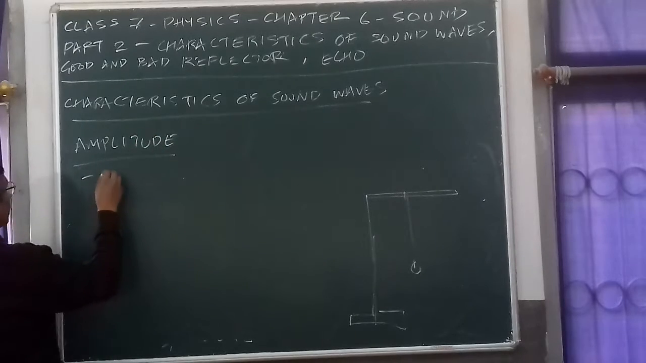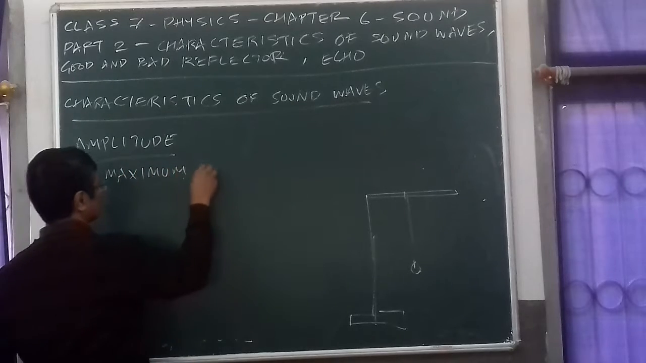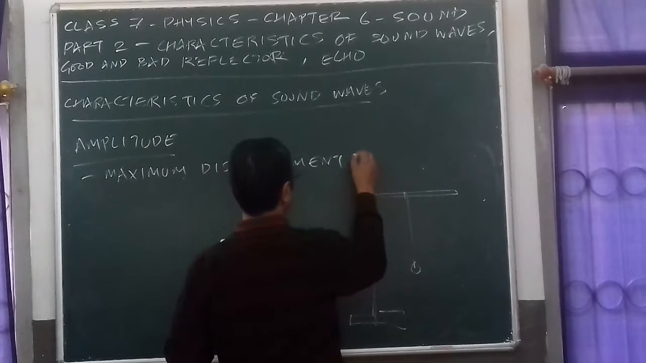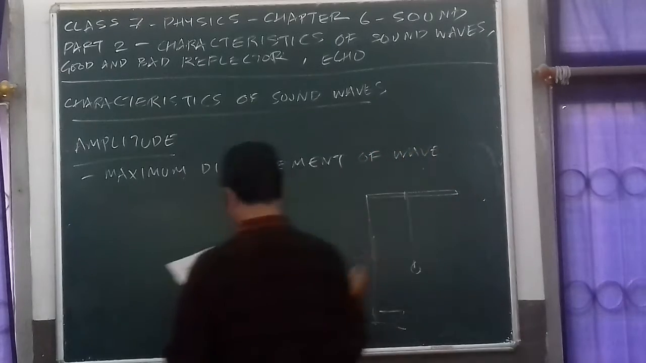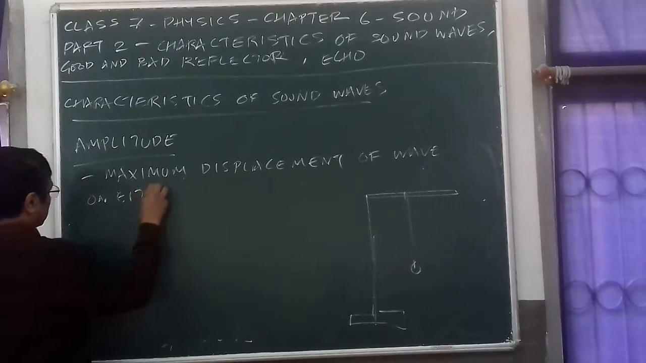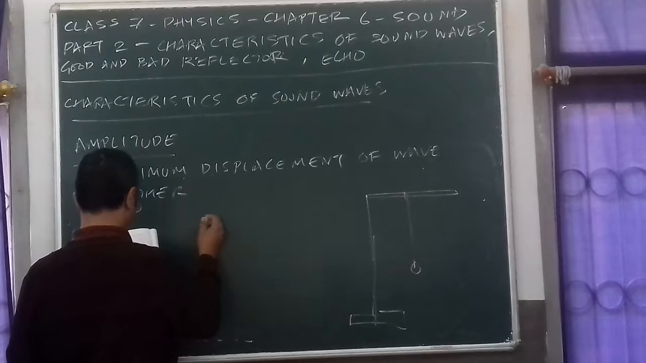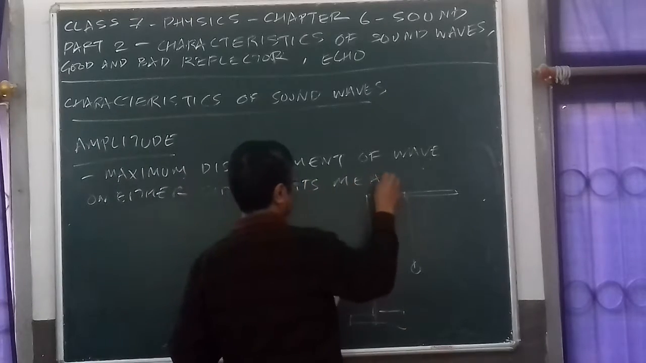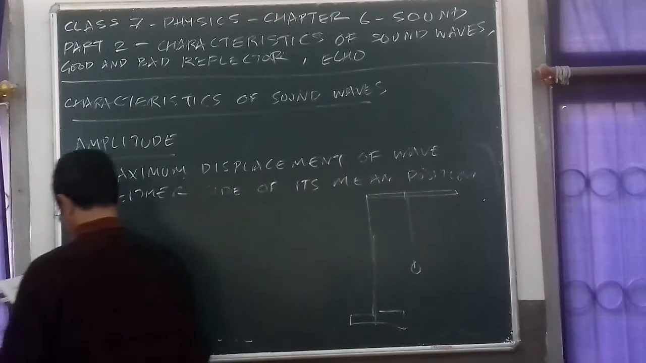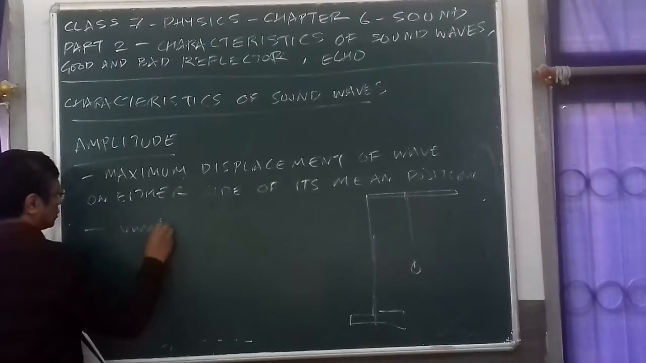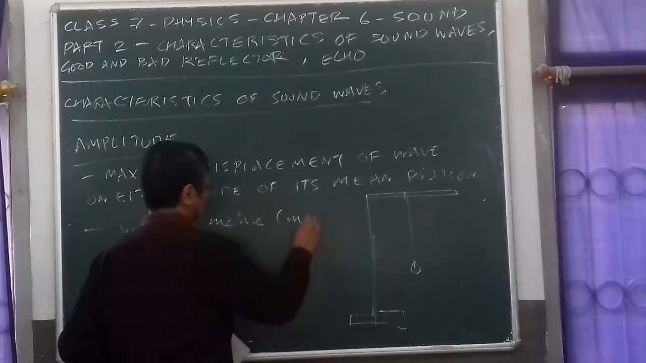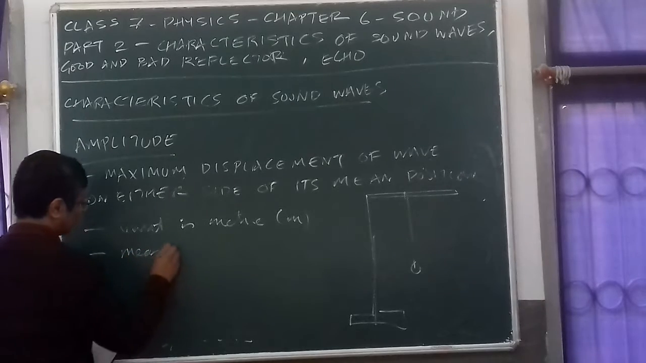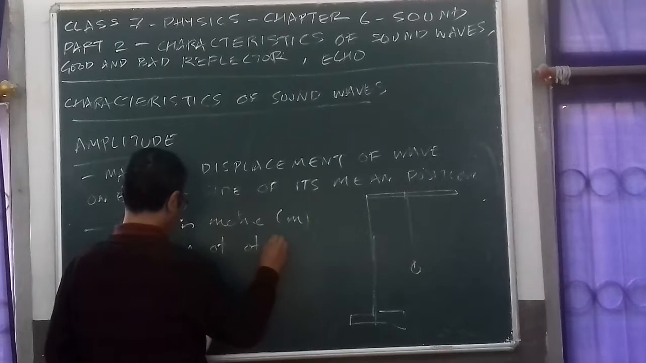Amplitude is defined as the maximum displacement of the wave on either side of its mean position, and the unit is meter, denoted as small m, and amplitude is basically a measure of energy.